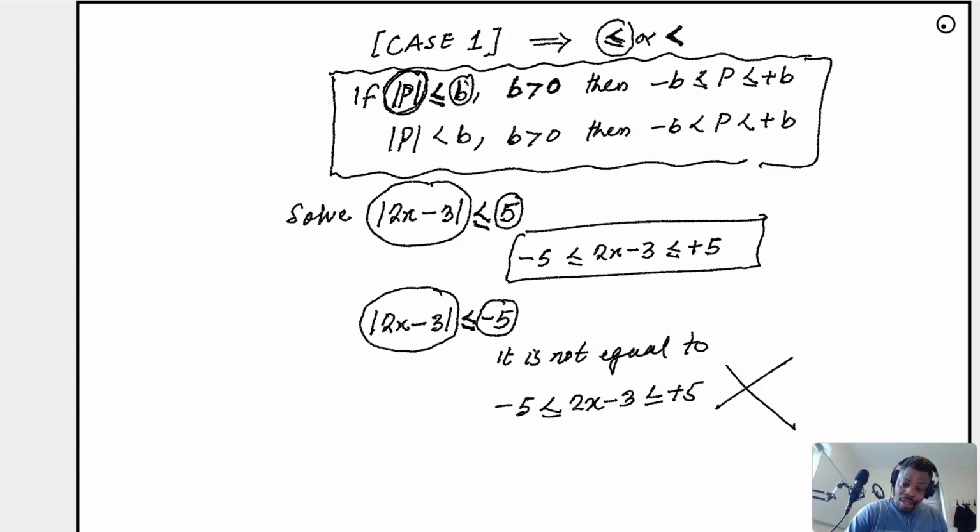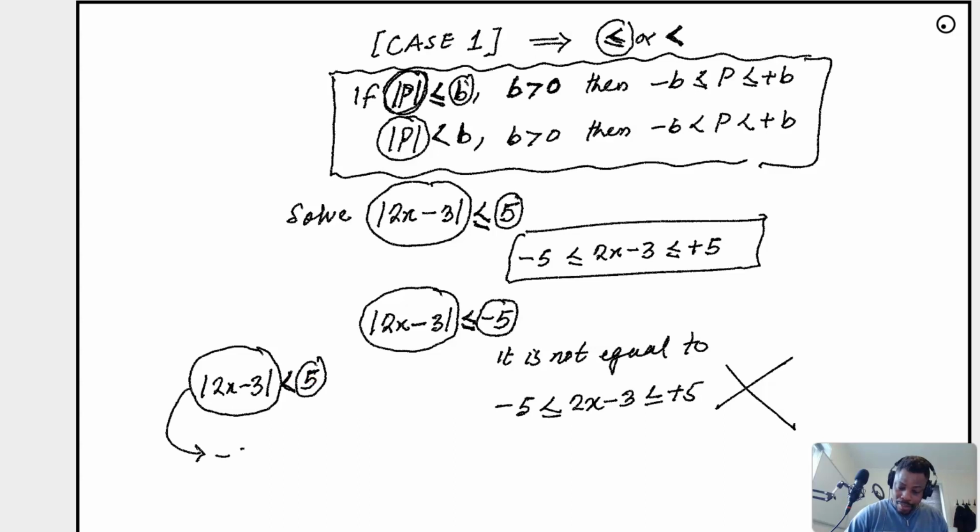Now, the same thing goes for this one here. If I have modulus of 2x minus 3 less than 5, this is my modulus P, which is the same thing as modulus 2x minus 3. Less is the same thing as less. B is same thing as 5. For me to be able to use this rule, B must be greater than 0. And what is B? B is 5, and 5 is greater than 0. So I can rewrite this as minus 5 less than 2x minus 3 less than plus 5, which is correct.